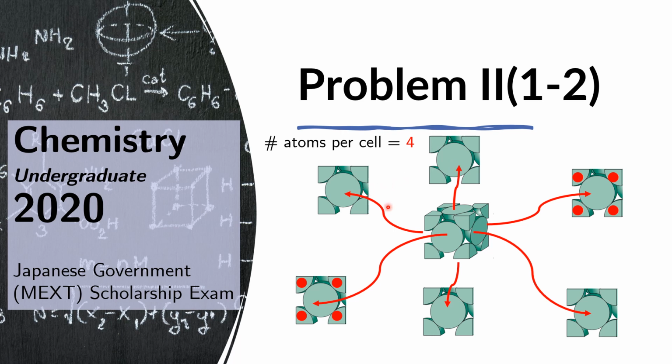We notice that each of these faces has 1/2 of an atom. So this is 1/2 of an atom, this is 1/2 of an atom, 1/2 of an atom, and so on. If we add them all together, we get 1, 2, 3, 4, 5, 6 times 1/2, which is 3 atoms. And that is for the half atoms.